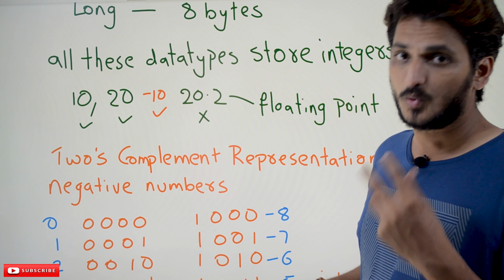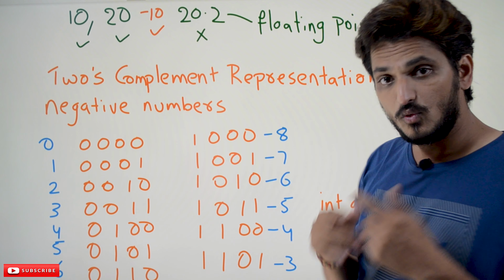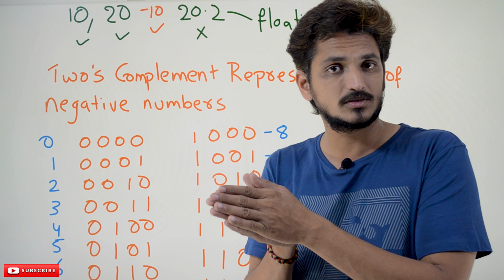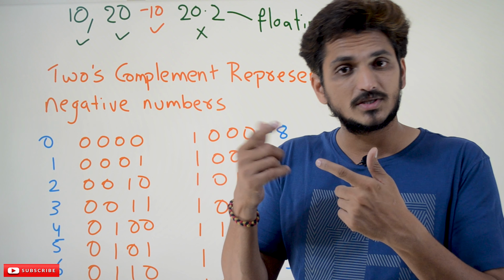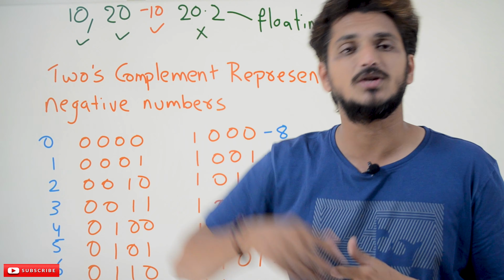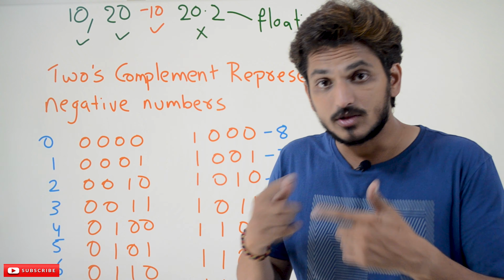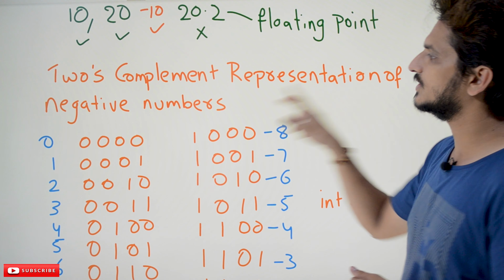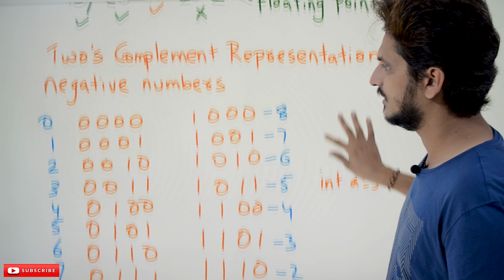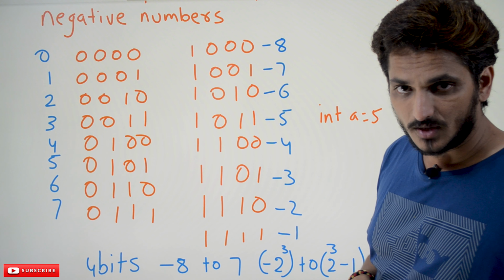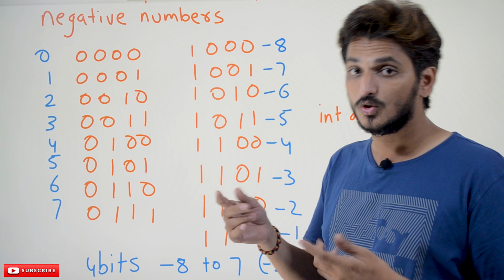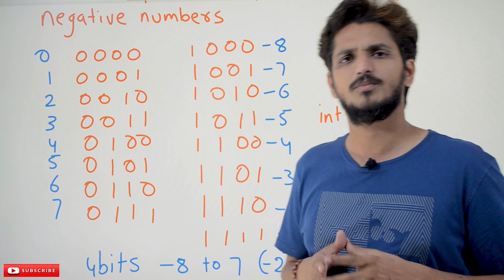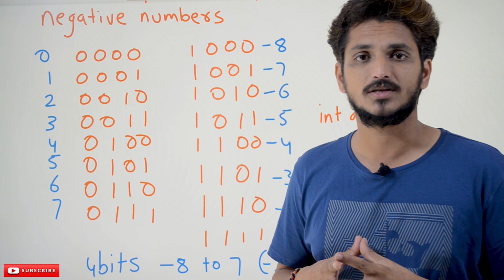Now coming to one important point. Integer values can be both positive numbers and negative numbers. How are these positive and negative numbers stored in our system? Which format is used in Java? It is going to use 2's complement representation of negative numbers. So if you want to store positive numbers or negative numbers, it uses 2's complement representation of negative numbers. What is this 2's complement representation?